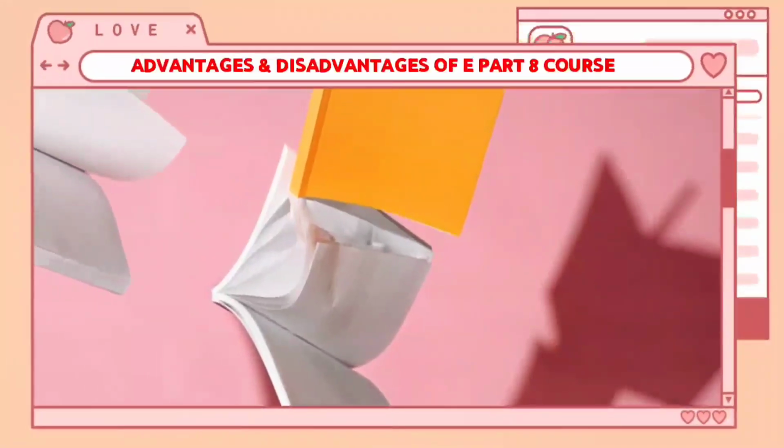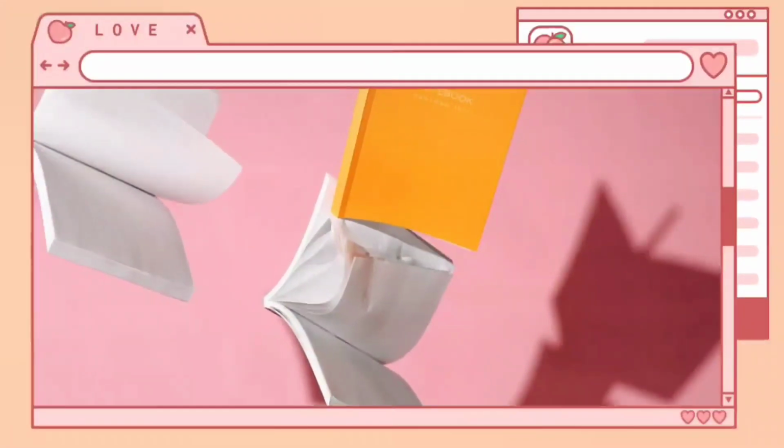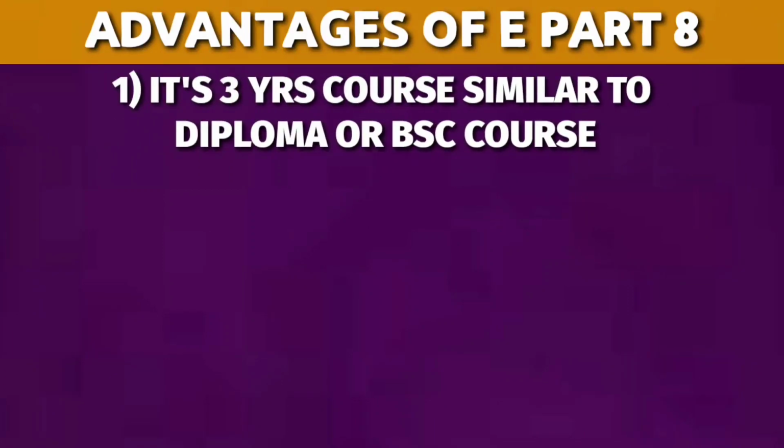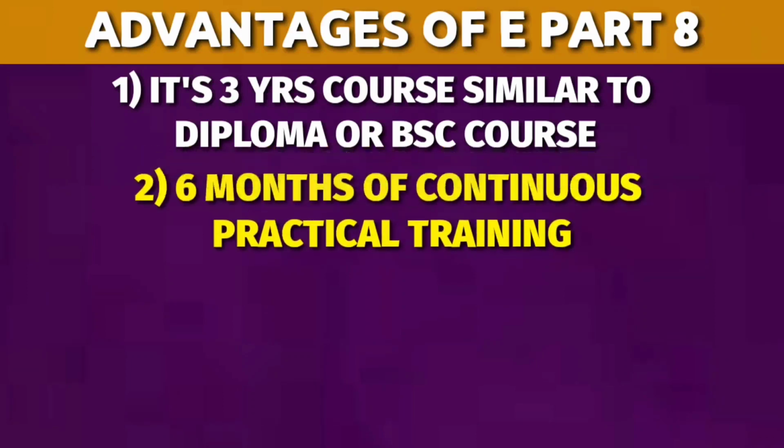Now let us see the advantages and disadvantages of the E-Part 8 course. First of all, let's talk about advantages. Number 1, it's a 3 years course, so it's equivalent to diploma or BSc, but it's not actually, still. If in future we get recognition, then we don't need to give any additional exam. Number 2, 6 months of continuous practical training. Yes, it's very convenient as you learn a lot for 6 continuous months on live aircraft.